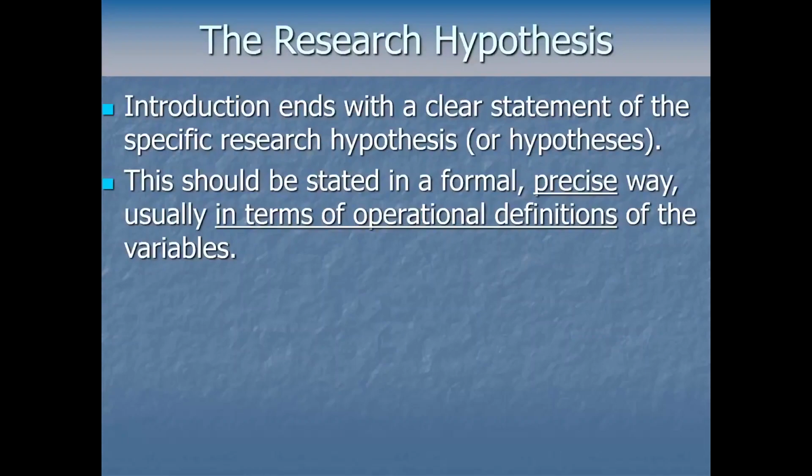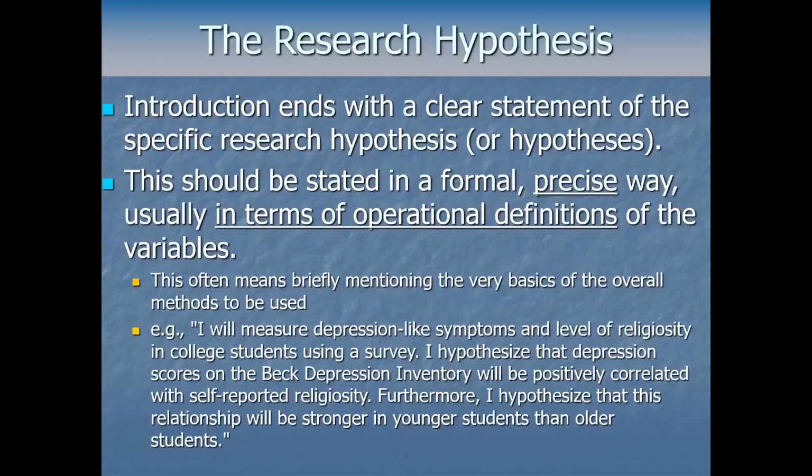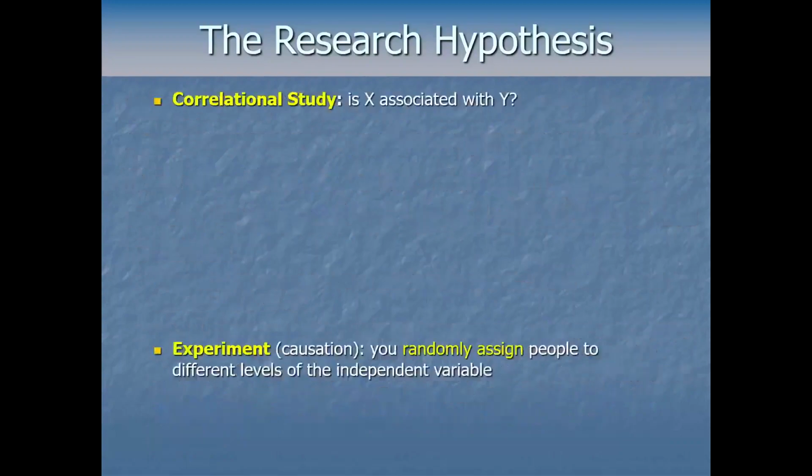So as we saw, this often means briefly mentioning the very basics of overall methods that'll be used, like I will measure depression-like symptoms and level of religiosity in college students using a survey versus, I hypothesize that depression scores on the Beck Depression Inventory will be positively correlated with self-reported religiosity. And you might even name the scale if you found one that measures religiosity. Furthermore, I hypothesize this relationship will be stronger in younger students than older students. Something like that.